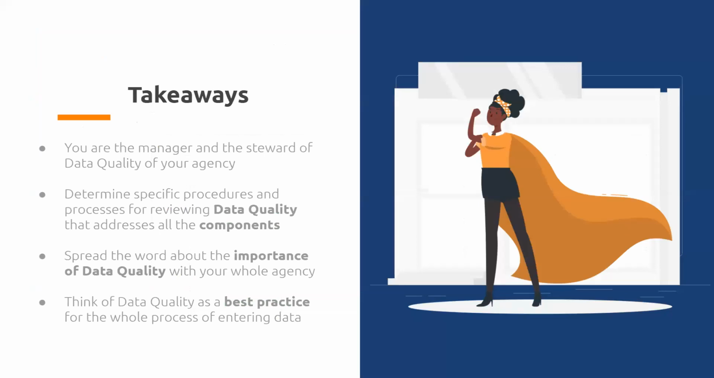To recap our discussion today, as the agency admin, you are the manager of the data quality at your agency. In addition to all the responsibilities we discussed at the beginning, you're in charge of monitoring your agency data quality and creating a procedure to review the data that addresses the 4 components we discussed.